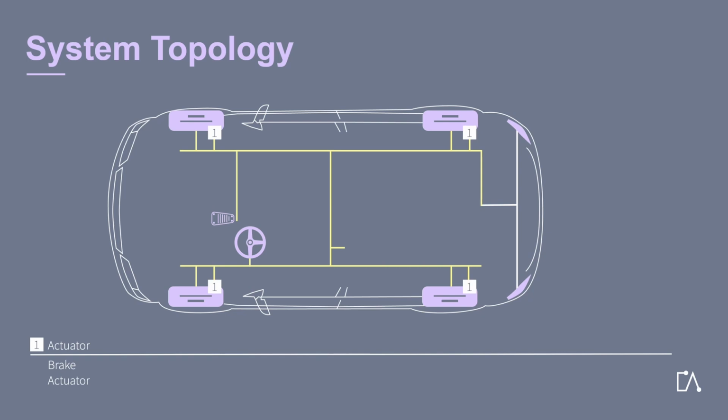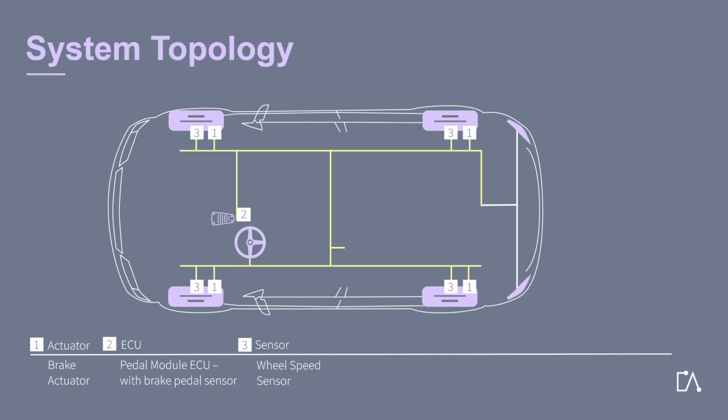We need brake actuators at every wheel to be able to brake. The driver controls the brake system with the brake pedal, which has a sensor that gives information to the pedal module. The wheel speed sensors give feedback to the brake system.